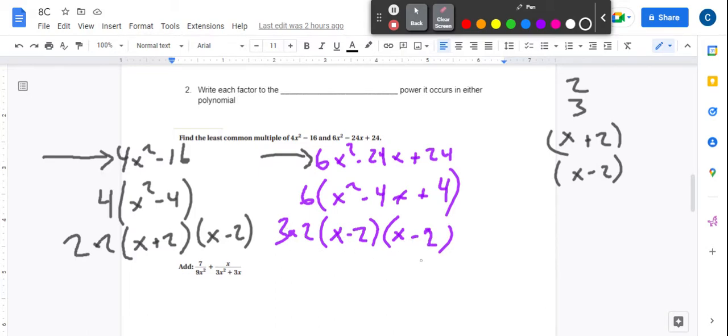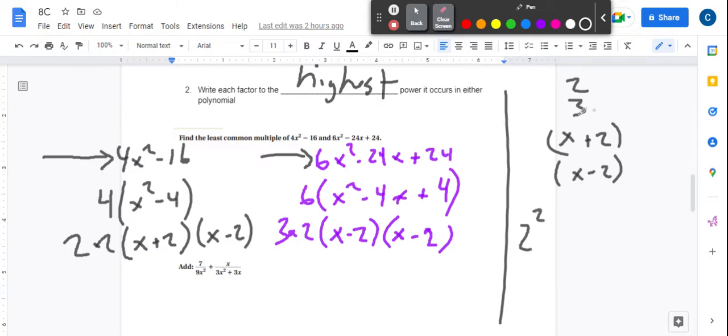Now we just have to find out which one occurs the highest. We want to write each factor to the highest power it occurs in either polynomial. Start with the 2's. There are two 2's here and one 2 here, so our final answer is going to have two 2's, so 2 squared. The 3's: there's one 3 here, no 3's there, so the one 3 is going to take precedence.